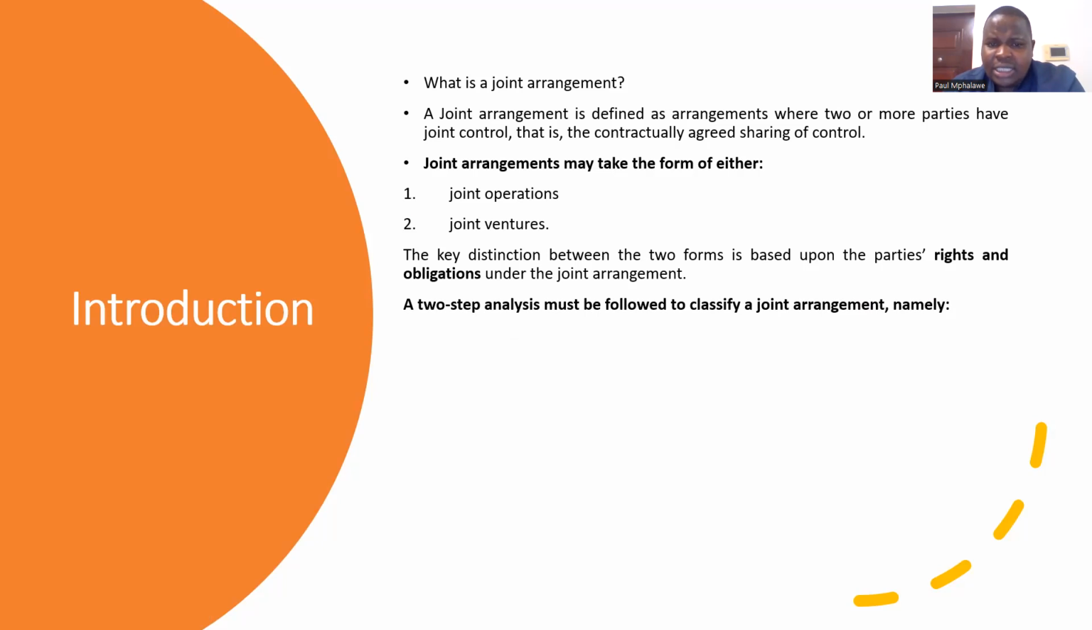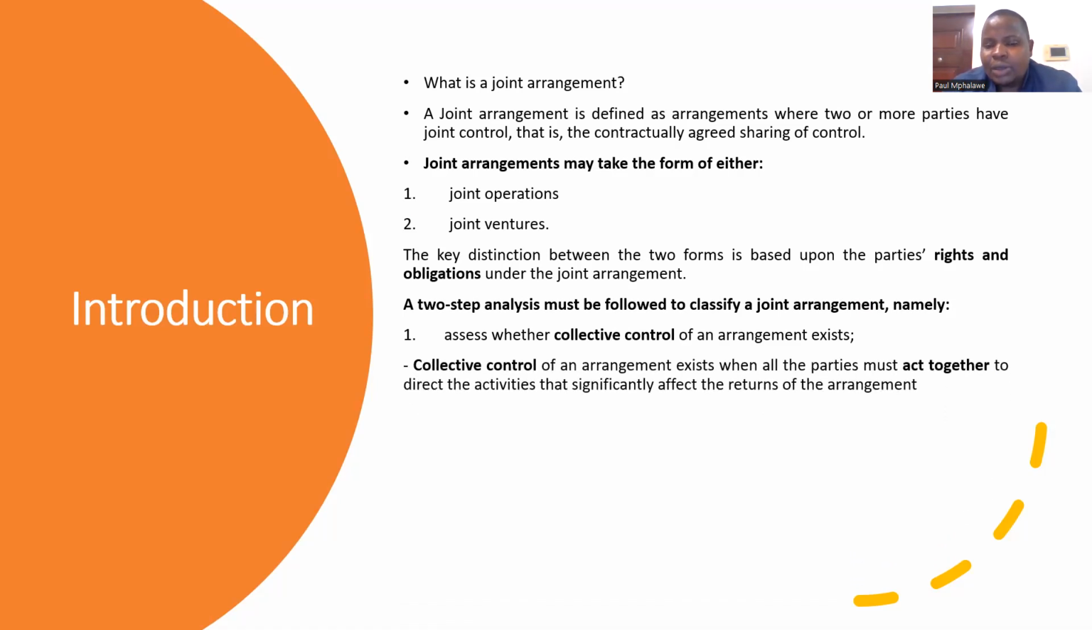There is a two-step analysis that must be followed to classify a joint arrangement. One, you must assess whether collective control of an arrangement exists. So the question is, what is collective control? When you talk about collective control of an arrangement, we are looking at where all parties must act together to direct the activities that significantly affect the returns of the arrangement.